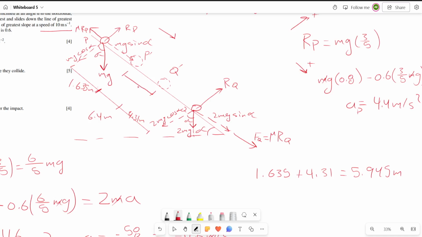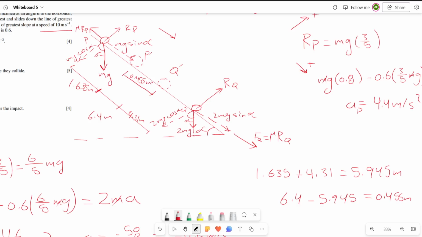And this distance between them, if this whole thing is 6.4, so I will remove 5.945 from 6.4. This is going to give me the distance between them, which is going to be 0.455 meters. So this distance over here is 0.455 meters.